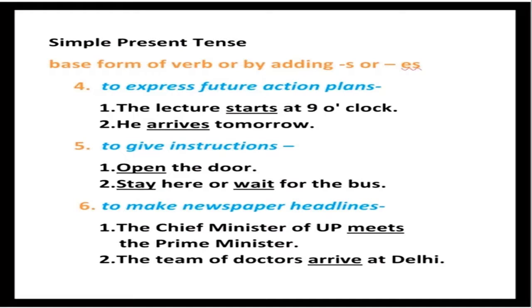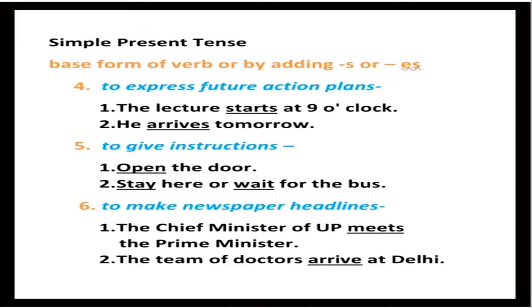Okay, we can use simple present tense to express future action plans also. Future action plans means we can talk about future time also. The first example: the lecture starts at 9 o'clock. In this sentence, we are talking about the future, when the lecture will begin at 9 o'clock. But to denote future action, we are using here simple present tense, the word starts.